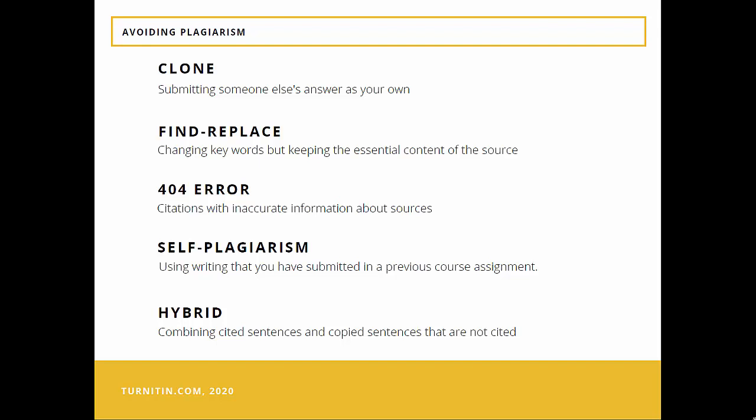Hybrid is the last kind of plagiarism that we see frequently, and this is when you combine some sentences that you have properly cited, maybe you even have a direct quote and you use quotation marks, but then you also copy sentences and don't cite them. So it looks like there's some APA formatting, but the honest truth is that you've copied some sentences as well.